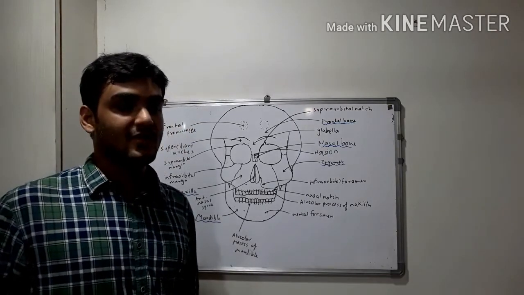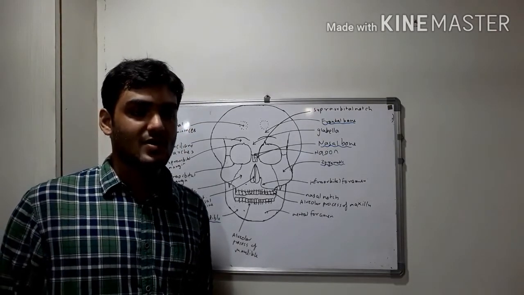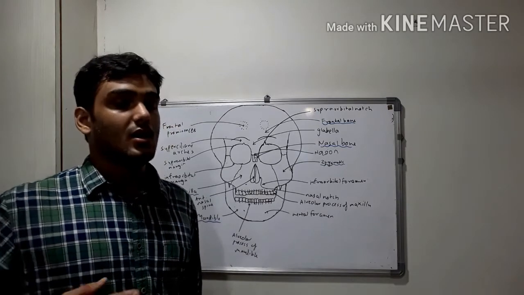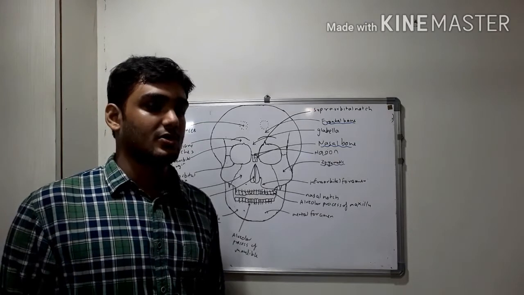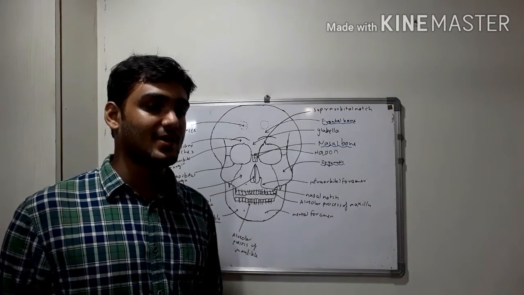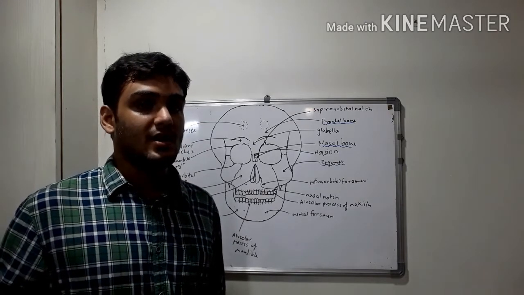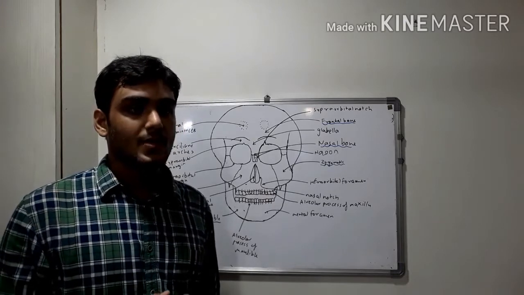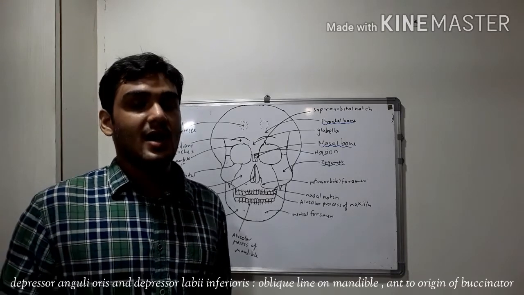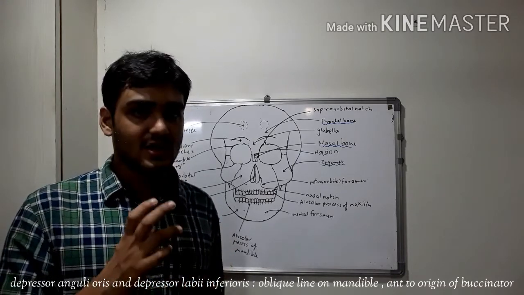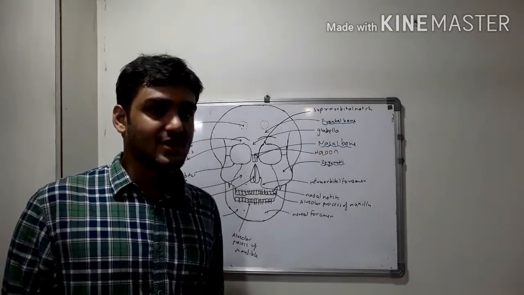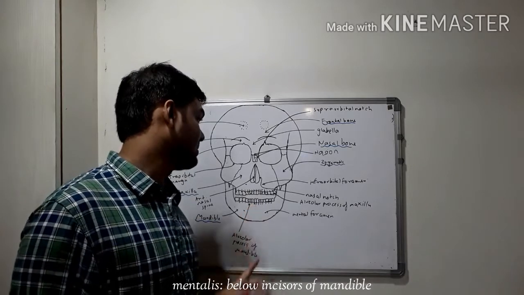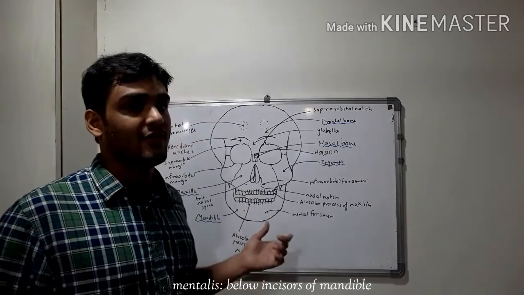Then the muscles originating from the mandible. So we have three muscles: depressor anguli oris, depressor labii inferioris, and mentalis. So these two, depressor anguli oris and depressor labii inferioris, originate from the oblique line of mandible anterior to the origin of buccinator. And the mentalis muscle originates from the mandible below the incisor teeth.